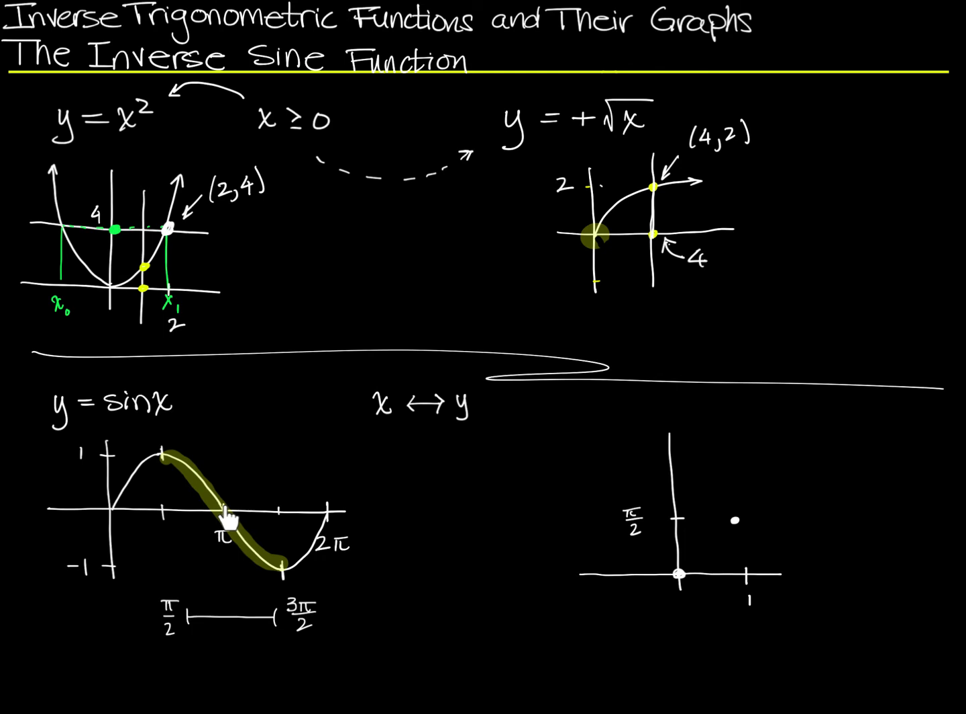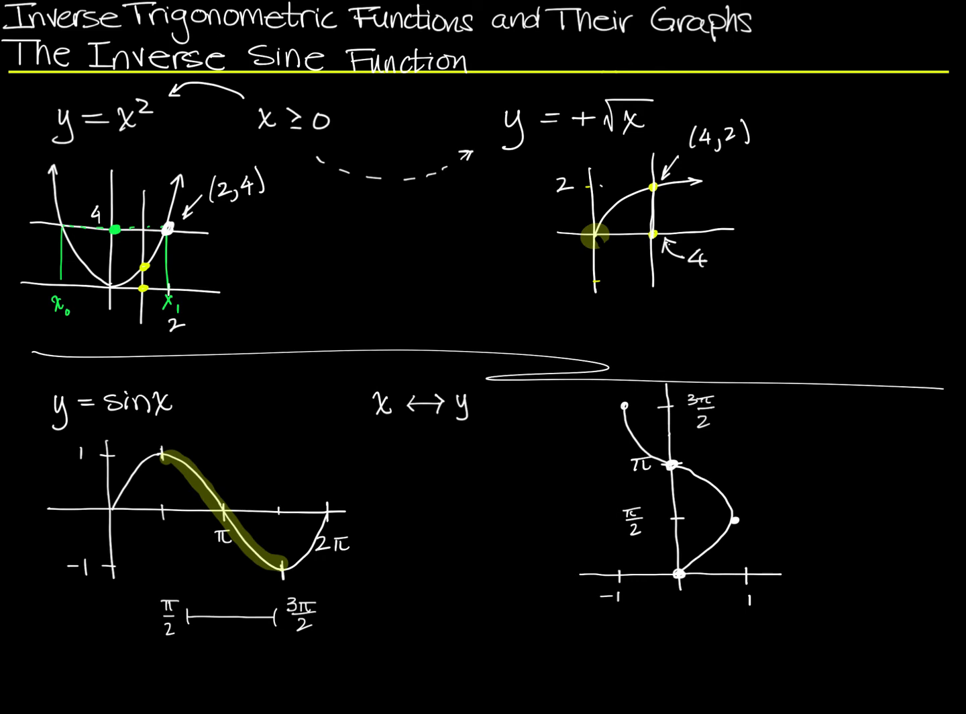The next point of interest is pi, 0. So I'm going to change that to 0, pi. And that's there. So far what it looks like we have is something like that. That's not the greatest job I've ever done either. What's the next one? The next point is 3 pi over 2, negative 1. So on my inverse function graph, I'm going to have negative 1, 3 pi over 2. Continuing the curve I had before, I get something that looks like that.